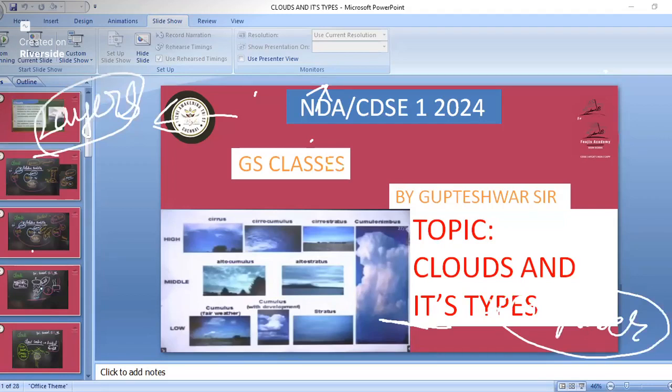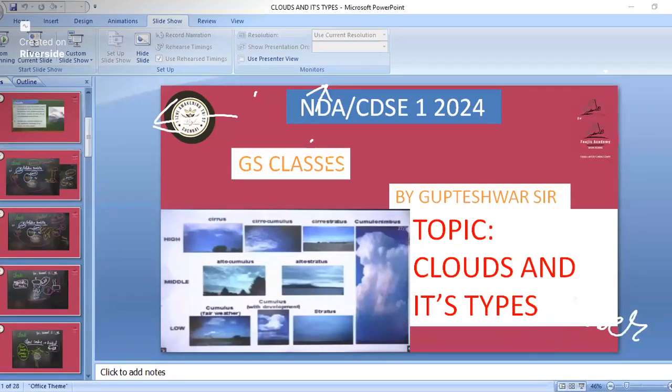Then nimbus is the rain bearing part. If we have a nimbus cloud in the atmosphere, then there will be confirmed rain. So this nimbus part is the rain bearing cloud. If there is no nimbus name added to the cloud, then there will be no rainfall from that cloud. And if the name nimbus is added, then there will be rainfall, because nimbus is a rain bearing cloud.